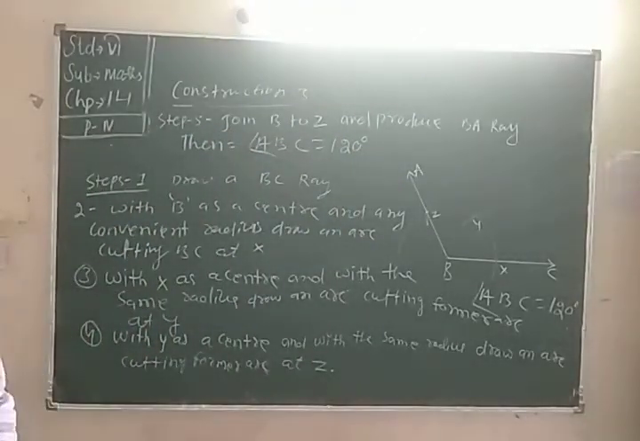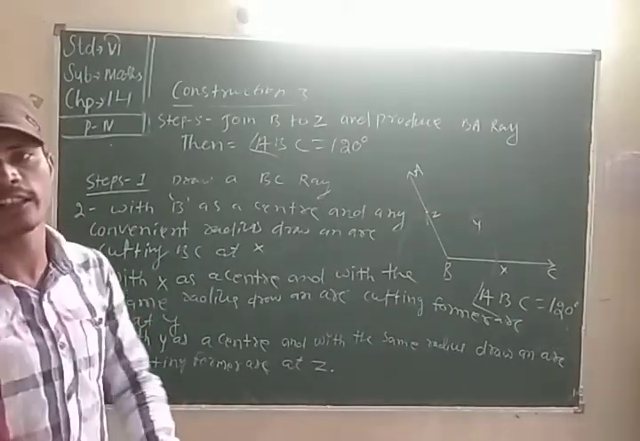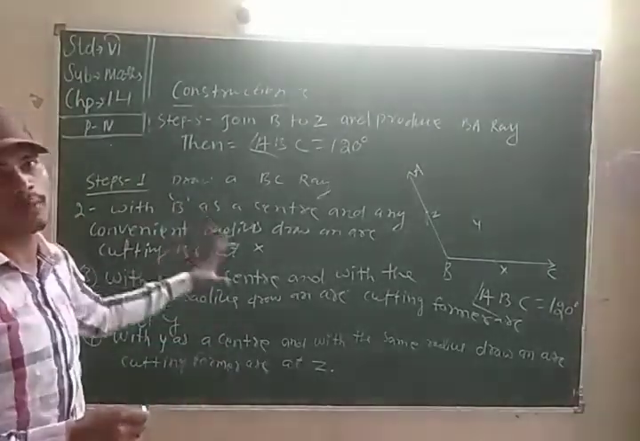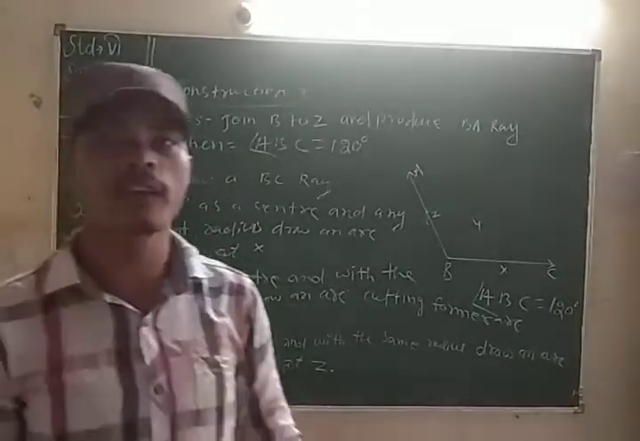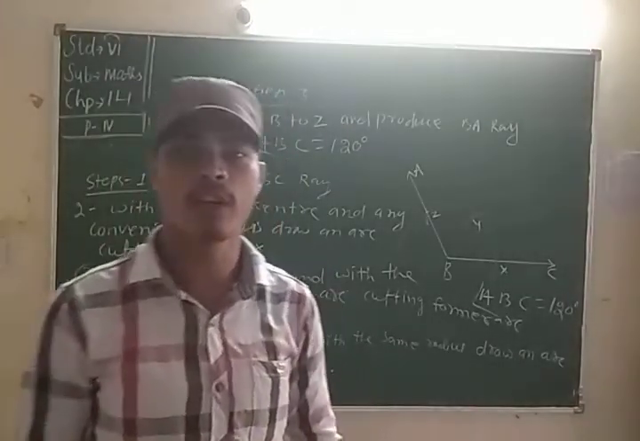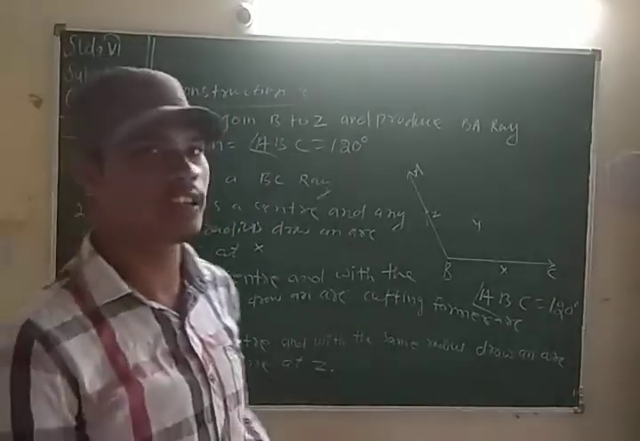Clear about this? We learned constructions of angles of 60 degrees, 30 degrees and 120 degrees, and these are the steps. You can follow the steps and easily construct any angles using the ruler and compass. I hope all have understood today how to construct three types of angles.